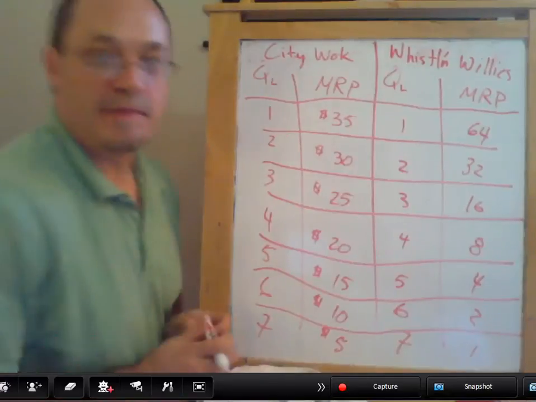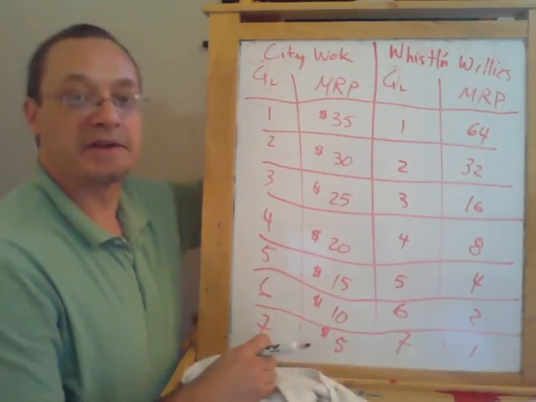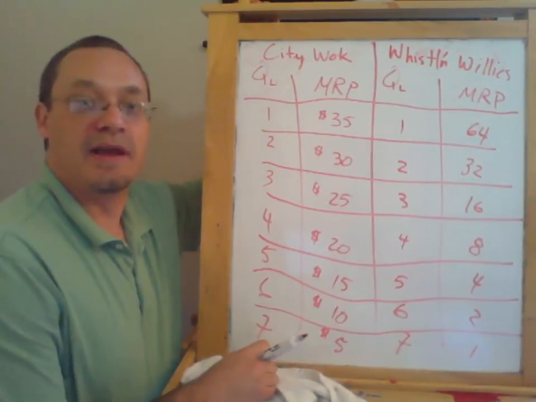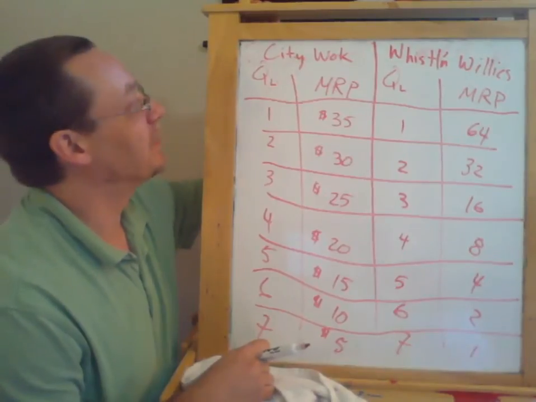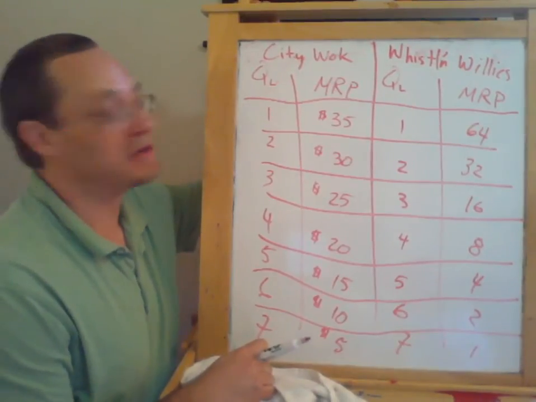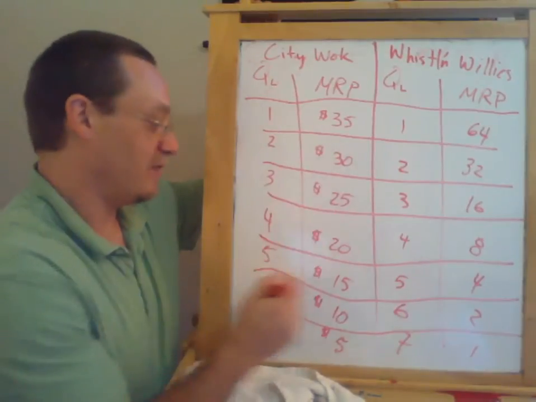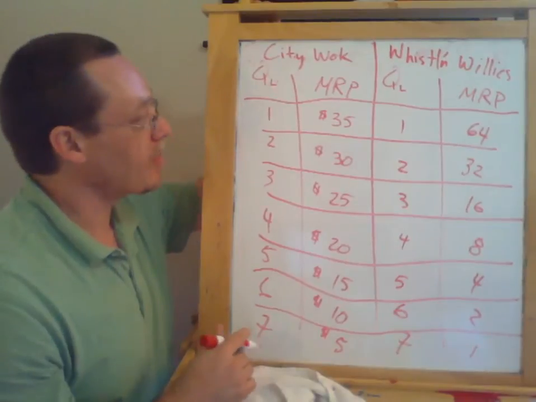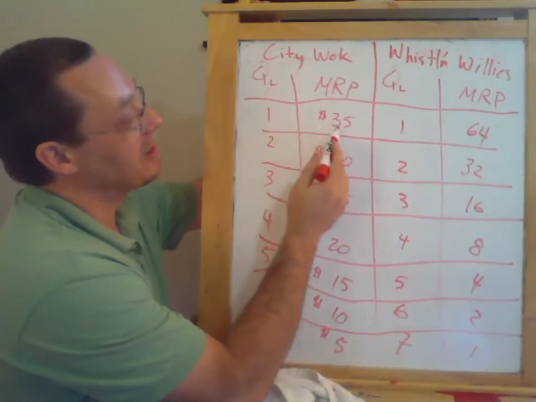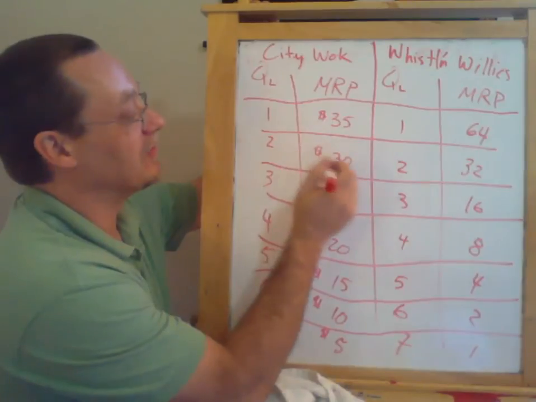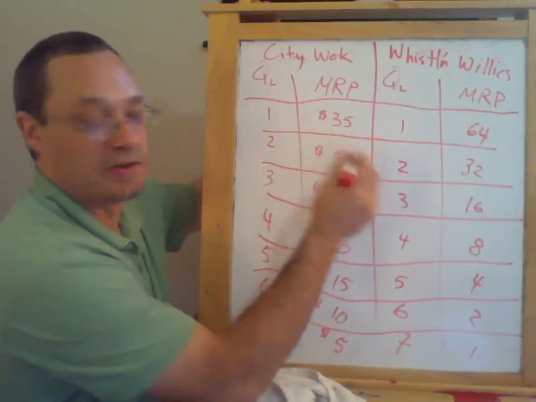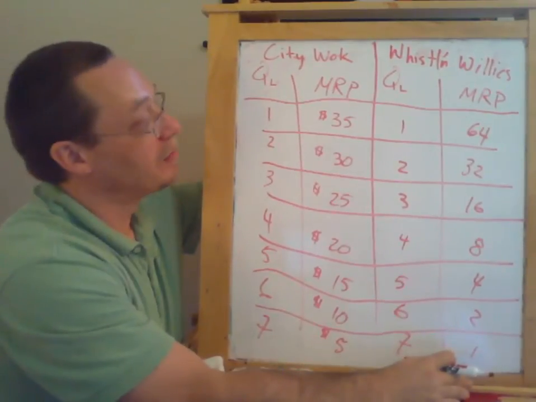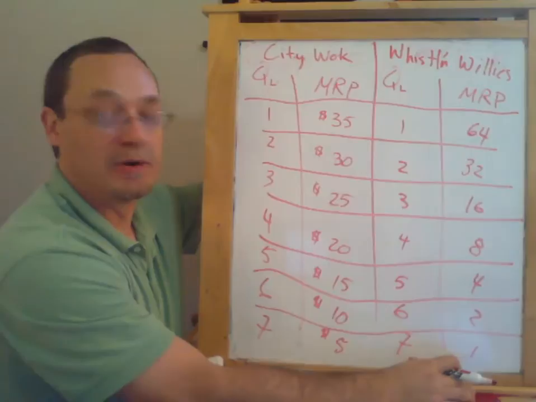So let me go ahead and talk about the interaction of labor demand and labor supply. Let's think we have two restaurants out there, City Walk and Whistling Willie's Pizza, and they each have different marginal revenue functions for different levels of workers. With City Walk, the first worker adds $35 of revenue, the second worker adds 30, and so on and so forth. Whistling Willie's has its own and different marginal revenue function for the different workers.